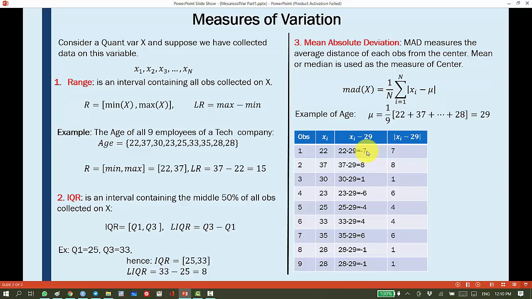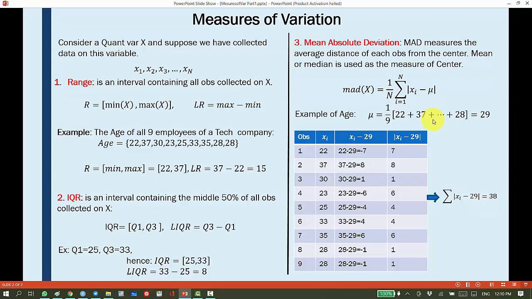Finding the difference, and then in this column we find the absolute value of the difference because we need the sum of the absolute values. Finding the absolute values, we get all positive numbers here. Then we find the sum of all these numbers here, which is the sum of all absolute values. Therefore, the sum of xi minus 29, absolute value, is 38.